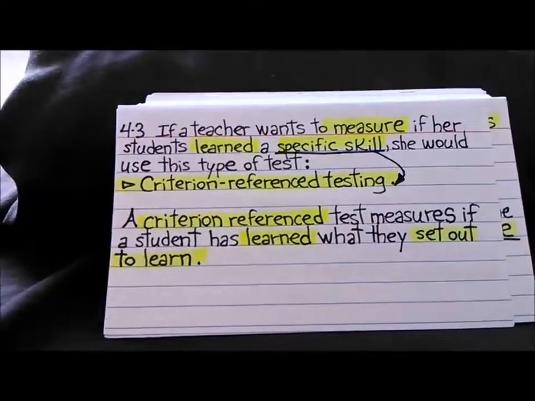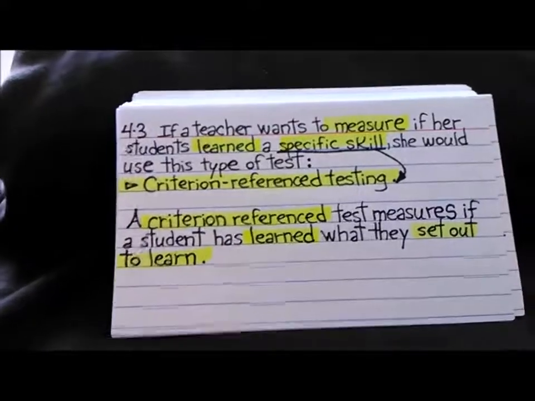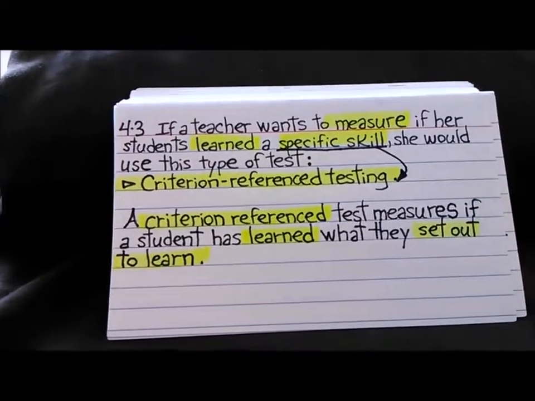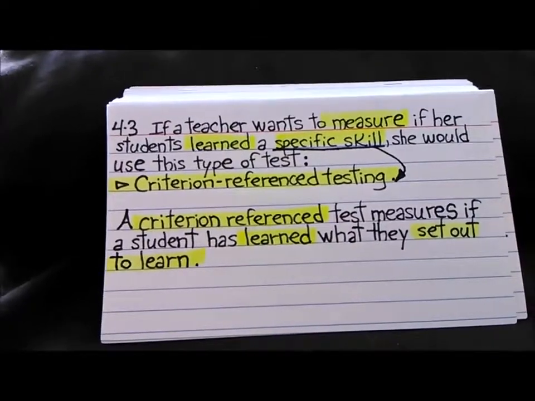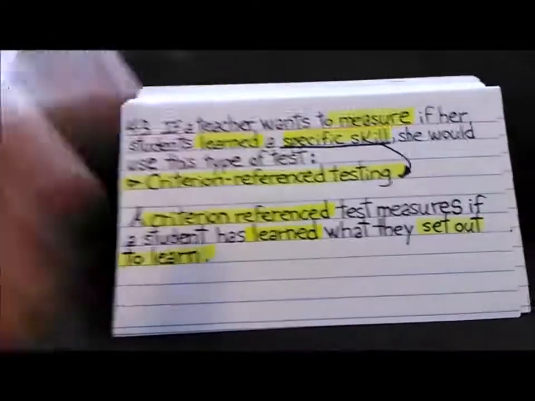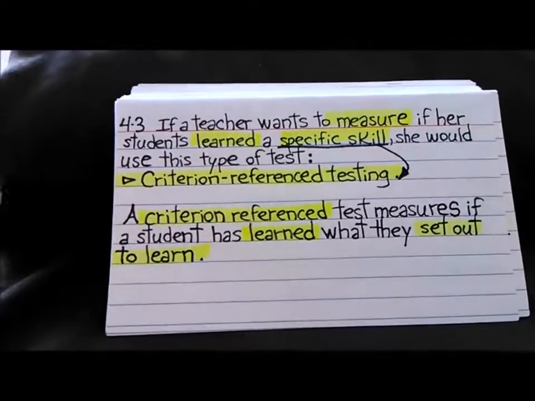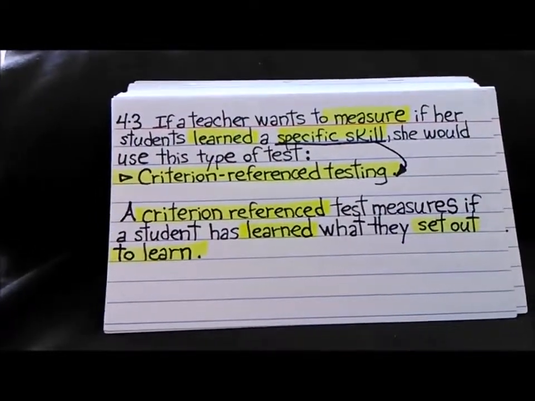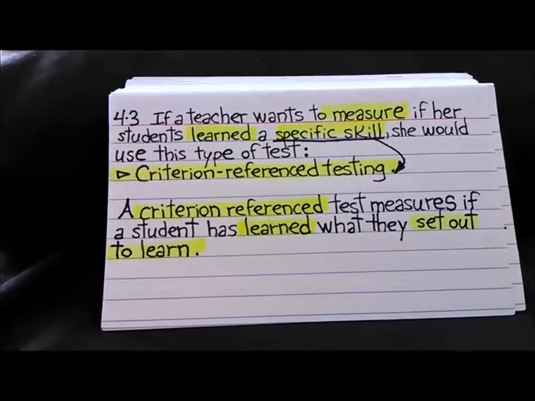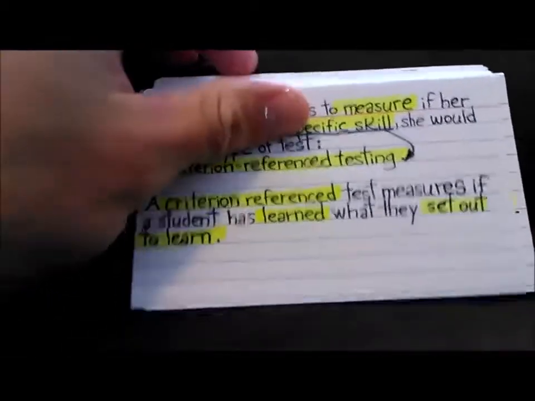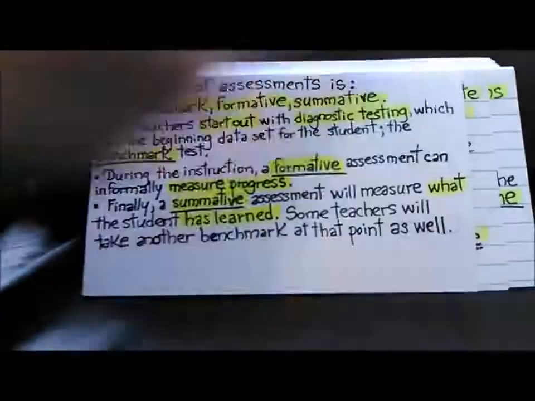If a teacher wants to measure if her students learn a specific skill, she would use this type of test. Criterion reference testing, because criterion goes to a specific skill. A criterion reference test measures if a student has learned what they set out to learn. It goes to specific, okay?